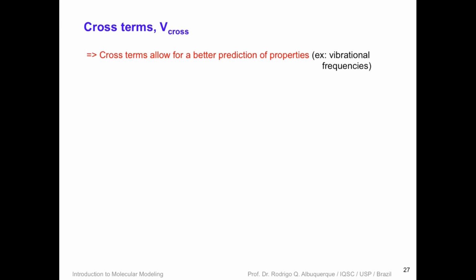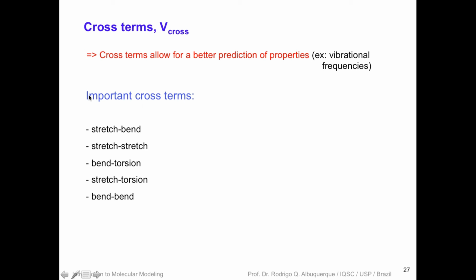All the cross terms I was just talking about can be used to increase the prediction power of molecular mechanics. So the properties can be better predicted. For instance, vibrational frequencies are better predicted when we consider the cross terms in the total potential energy of the system. These are the important cross terms, as I showed before.